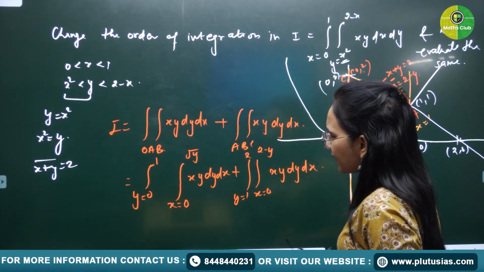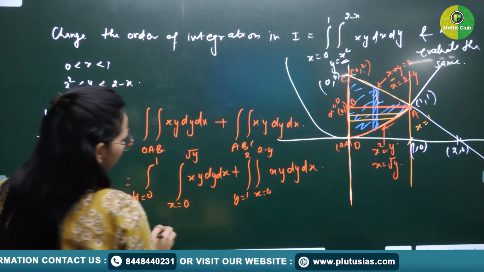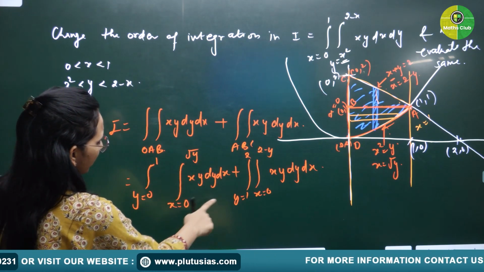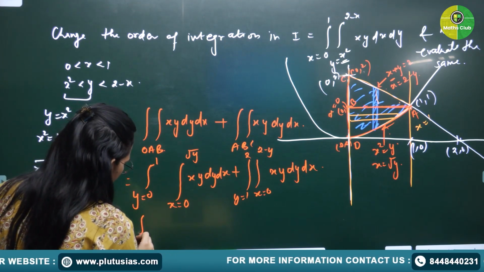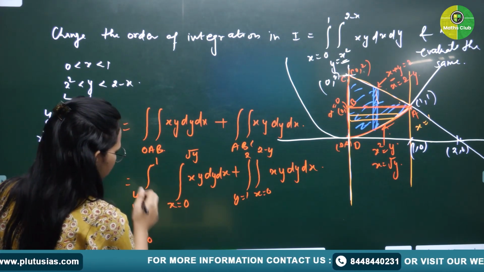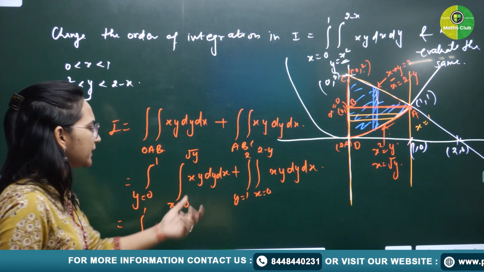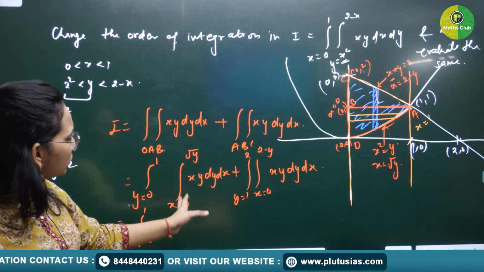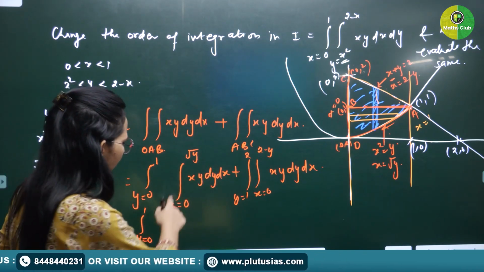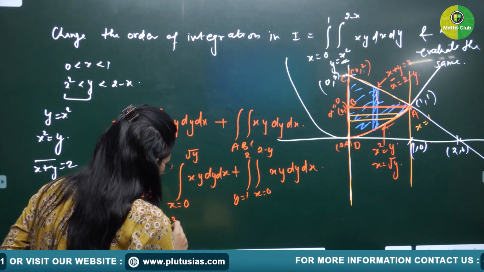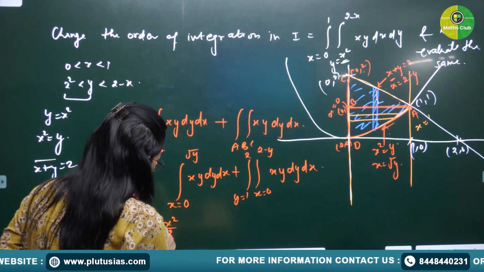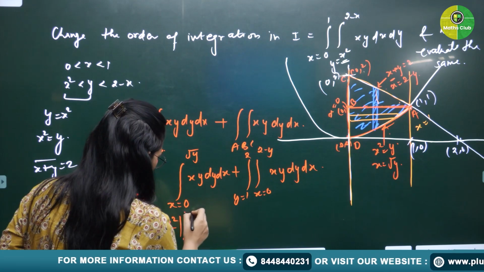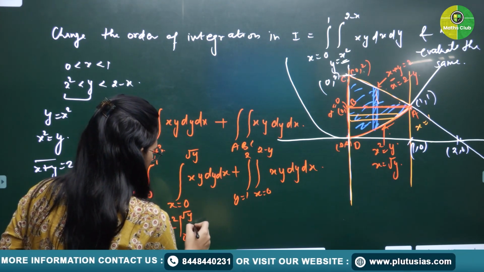Right? So now you can calculate these integrals. And how would you calculate? First we have the limit of x inside, so we will integrate with respect to x. If I am integrating xy with respect to x, it would be nothing but x square by 2, y is treated as constant, y outside, and then the limits are 0 to root y, and we have dy.